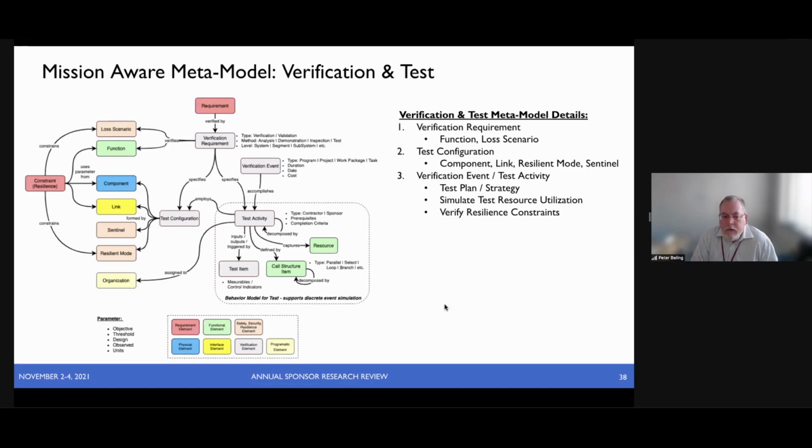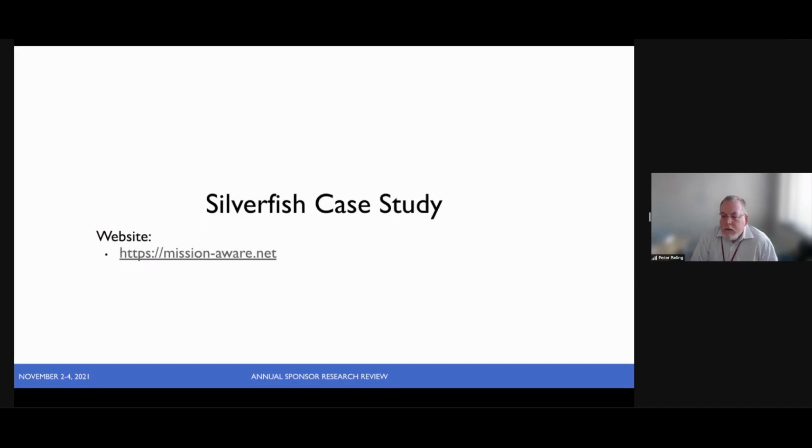And then, finally, I'll just mention that we have extended or folded these notions of test into the mission-aware Metamodel. So all of these considerations are part of our overall Metamodel, with all the full complexity of it. And so that's something that's available, and we'd be happy to share with folks. So let's go to the next slide, which I think is the Silverfish case study. Tim, I'll turn it over to you at this point. You can walk us through that.